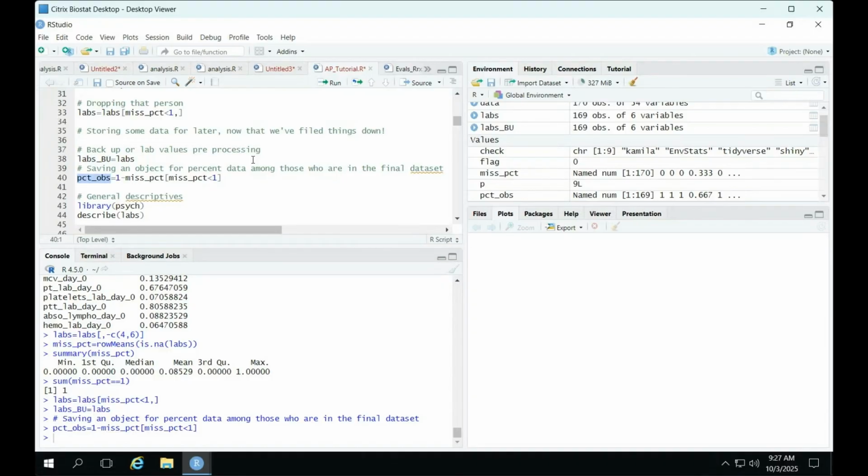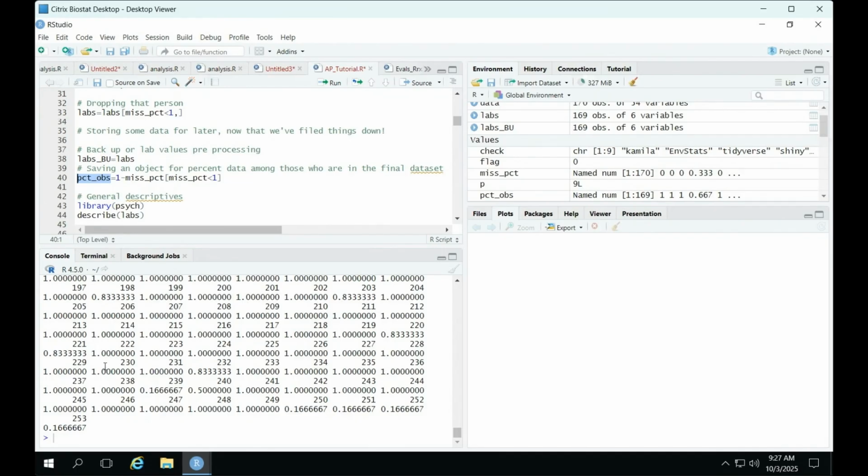This PCT OBS stands for percent observed. So the idea here is if it's a value of 1, that means we have 100% observed, we saw every single data point for these people. If we see a value of 83, that means 83% observed, so they were missing one variable. This is just a reference for how much information we have on each person. We'll talk about this more later.